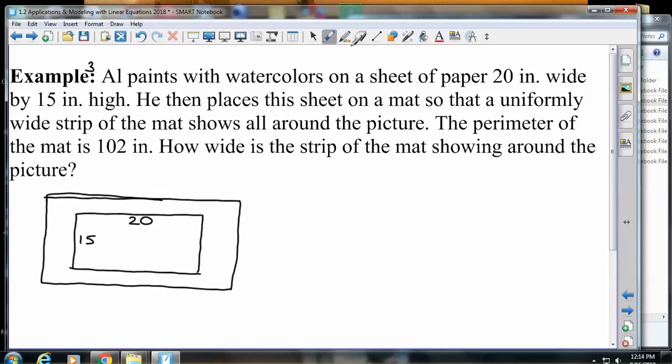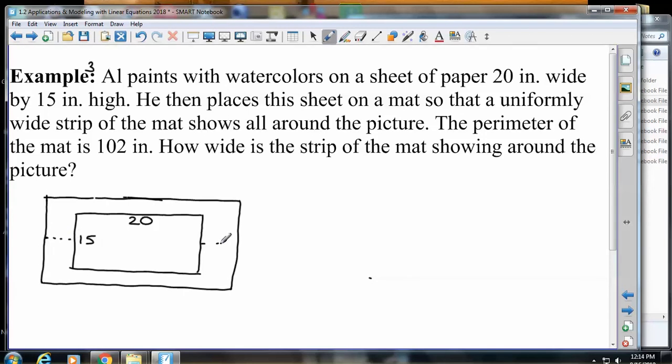The perimeter of the mat is 102 inches. So we know perimeter we get by adding up all the sides. Quick question, how do you get area of a rectangle? Length times width. Okay, good. There's really not much else in this problem. It didn't really give us any other information. But I have everything we need.